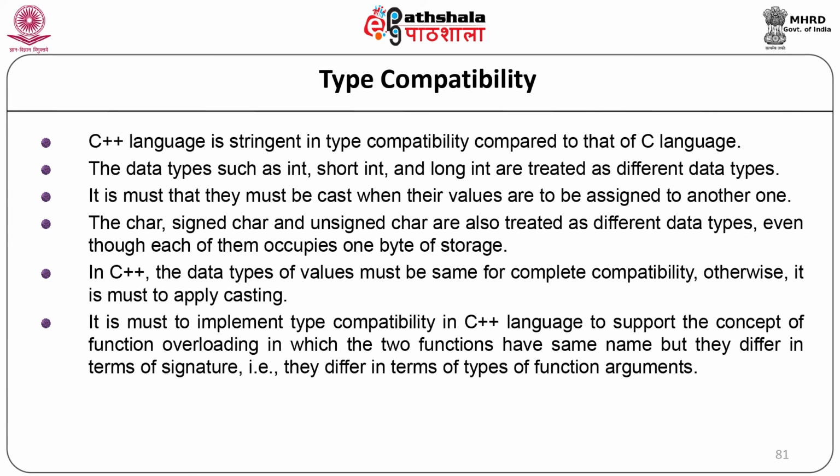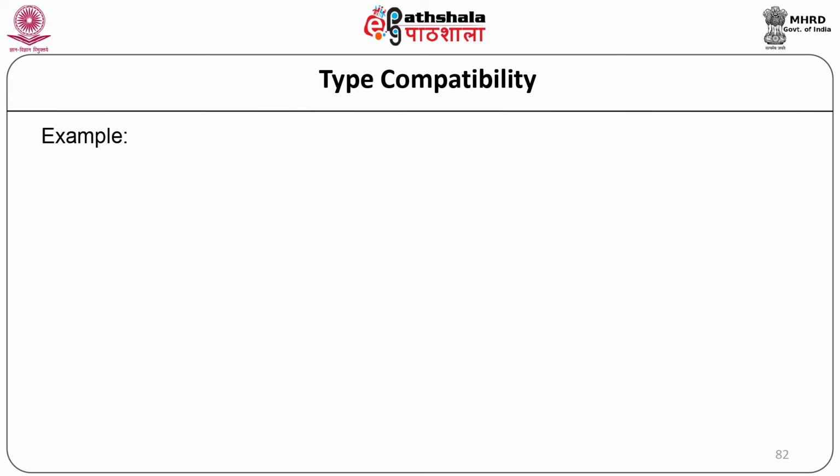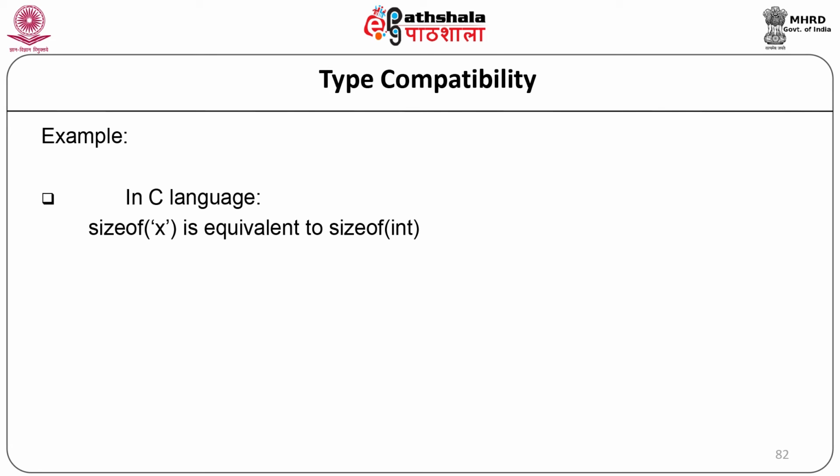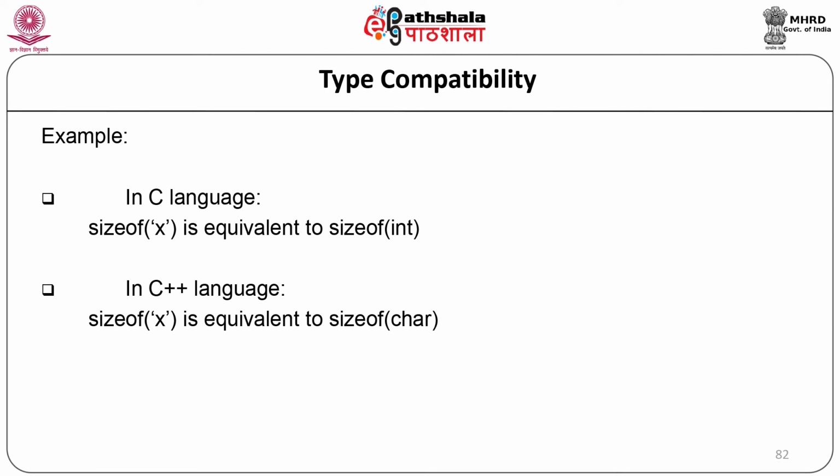It is a must to implement type compatibility in the C++ language to support the concept of function overloading, in which two functions have the same name but they differ in terms of signature. That is, they differ in terms of types of function arguments. Example: in the C language, sizeof('x') is equivalent to sizeof(int). In the C++ language, sizeof('x') is equivalent to sizeof(char).